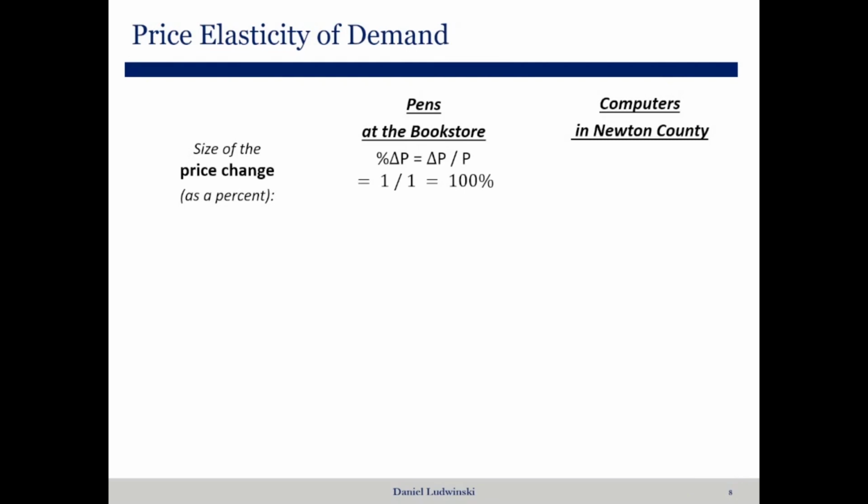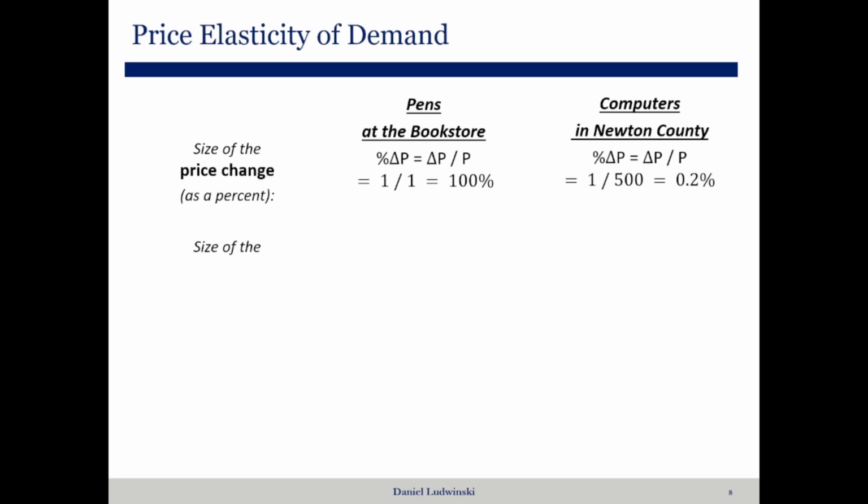It doubled in price. Now, for computers in Newton County, that $1 increase was barely anything because the baseline price was $500. So that dollar change in price was less than 1%. It was 1/5 of 1%, or 0.2%.